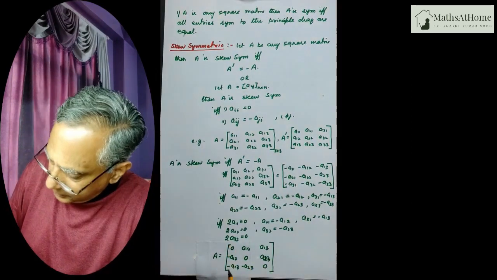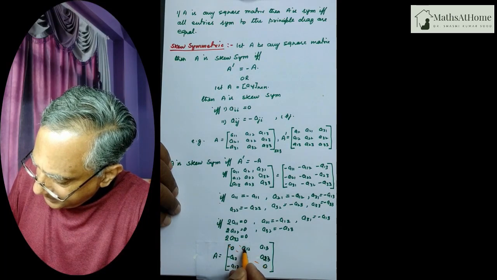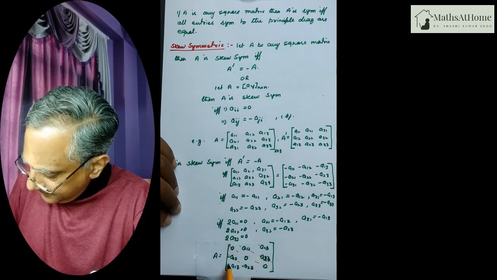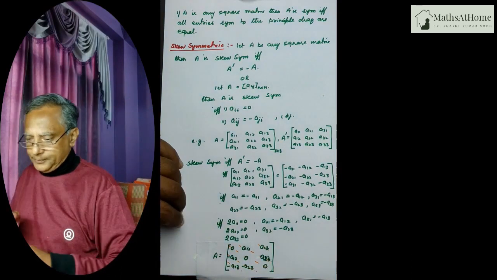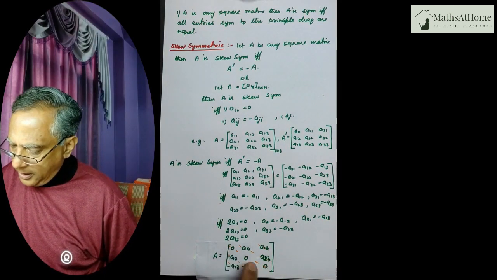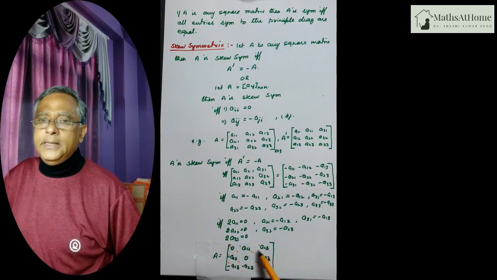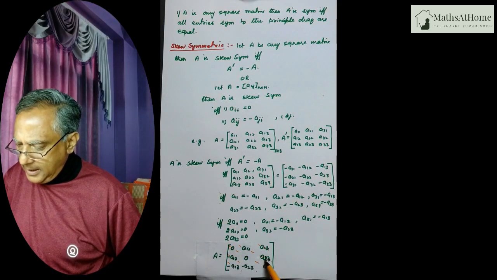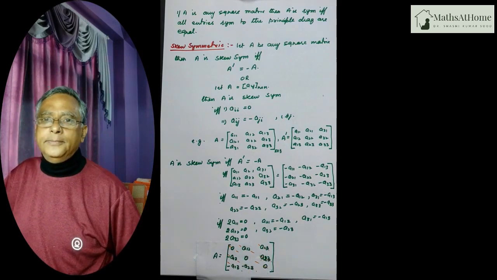Now this is the principal diagonal. These entries are negative of these entries. And this entry is negative of this entry. So what we notice is the entries situated symmetrical to the principal diagonal are negative of each other. The entries situated symmetrical to the principal diagonal are negative of each other.